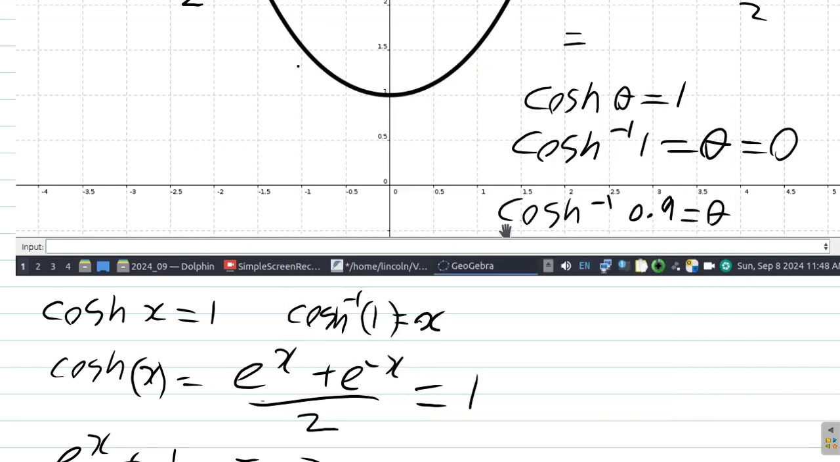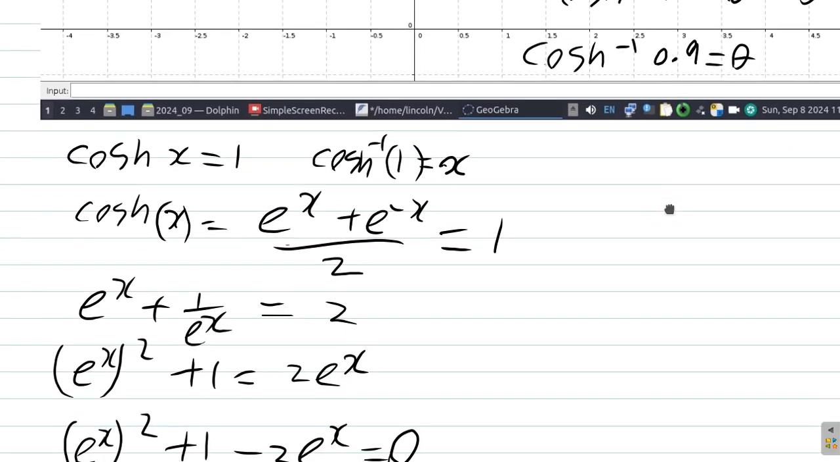Alright, it will be interesting to look at what happened with the 0.9. So the hyperbolic cosine of x is 0.9, which means that the cos inverse of 0.9 is x.